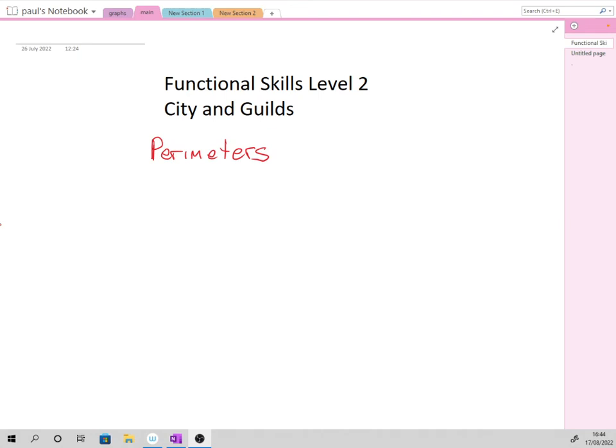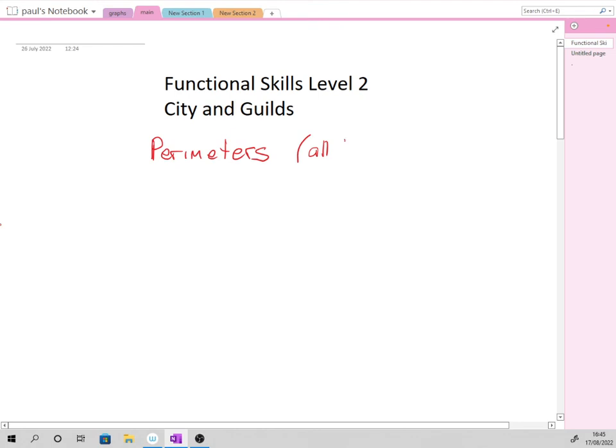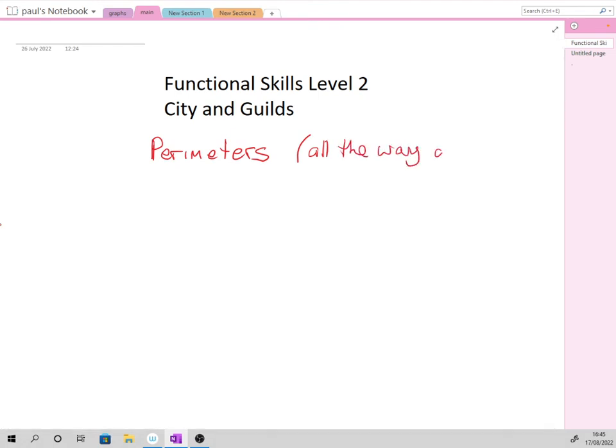We're going to do a few lessons now on shapes. And the first one we're going to do is work out perimeters of shapes. And we're going to do square shapes, rectangle shapes, and triangular shapes. And perimeter is all the way around the shape. All the way around the shape.